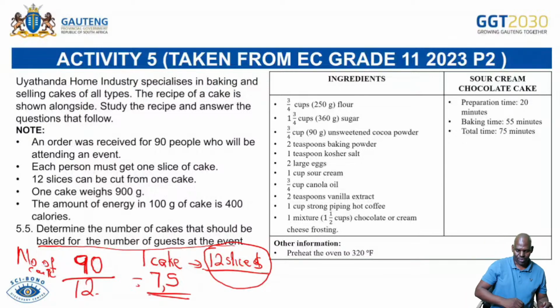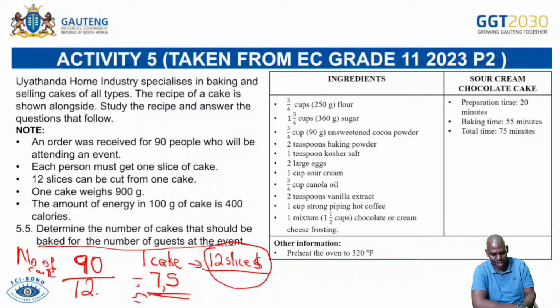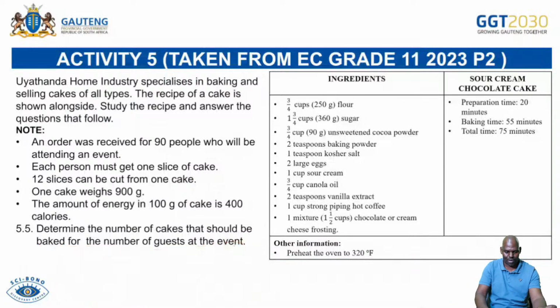So this one is determine the number of cakes that should be baked for the number of guests at the event. So it must be 90 divided by 12. So that will be about 7,5 cakes, which will be about eight cakes. So it's 8 cakes that must be baked, and that will be enough for 90 people. Okay, it will actually be more than enough. So that is the answer for number 5.5.